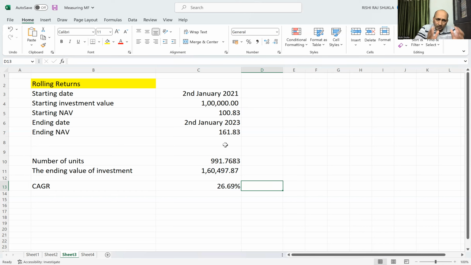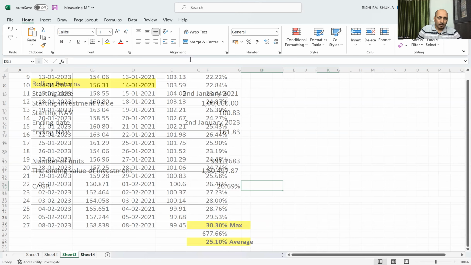And this is with respect to a particular date. If invested on 2nd January 2021 and redeemed on 2nd January 2023, only then this return is possible. If this date varies, this return may not be there. As you know, this scheme's NAV is fluctuating as per the invested stocks. So let us understand some further how it happens.